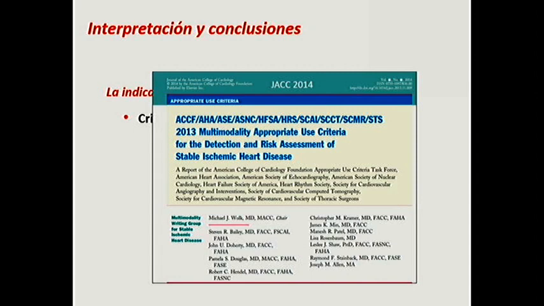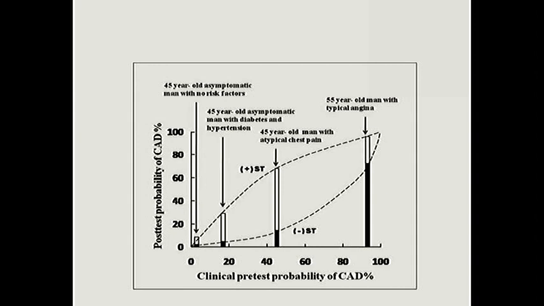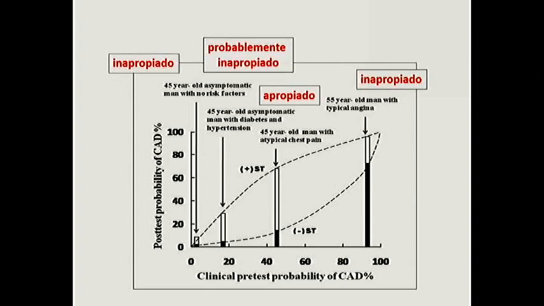There are also many publications. This is one of them. These are appropriate use criteria from the different American associations. And going back to Bayes' theorem, as I commented before, I said that we could use this if we actually establish the pretest probability of the patient. In the case of the diagnostic question, we can establish the pretest probability, and we can see if the indication is appropriate or not.